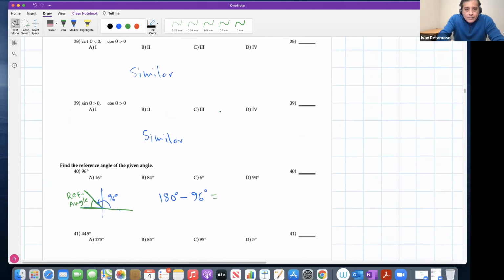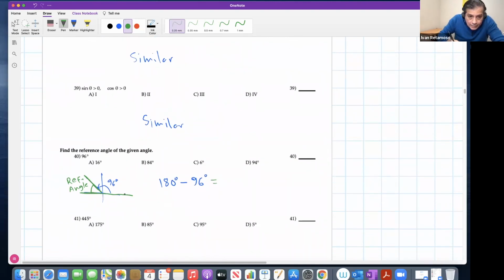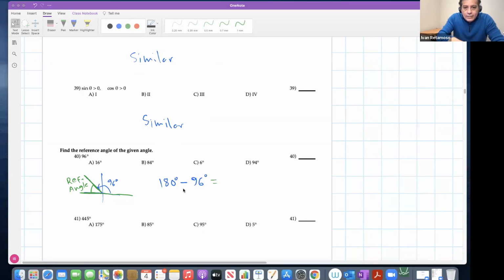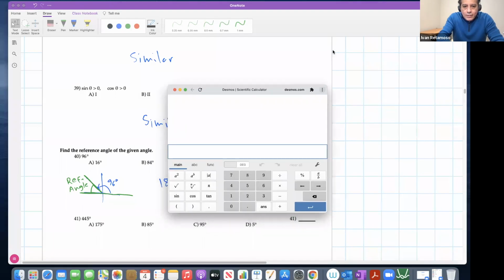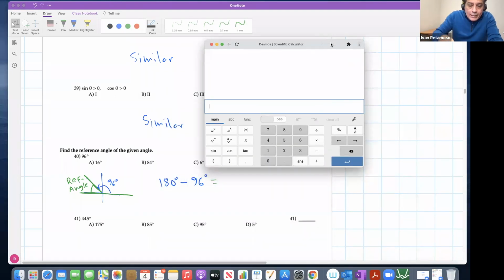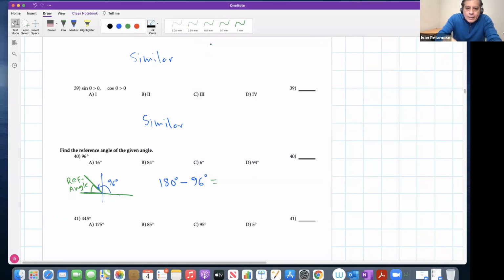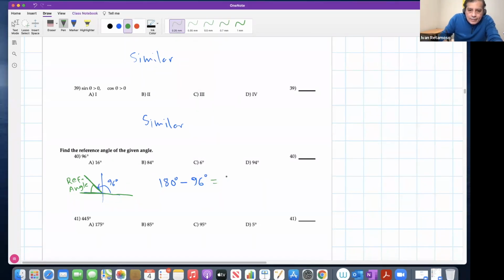All right. So now we're saying that here the reference angle should be 180 minus 96, right? Compute this in your calculator. There's a formula even for the reference angle in the second quadrant: 180 minus the given angle, which is 96 in this case. That gives me 84 degrees, which should be the answer for this problem. 84 degrees for 40. I will check here. Yeah, we're good. Great, excellent.